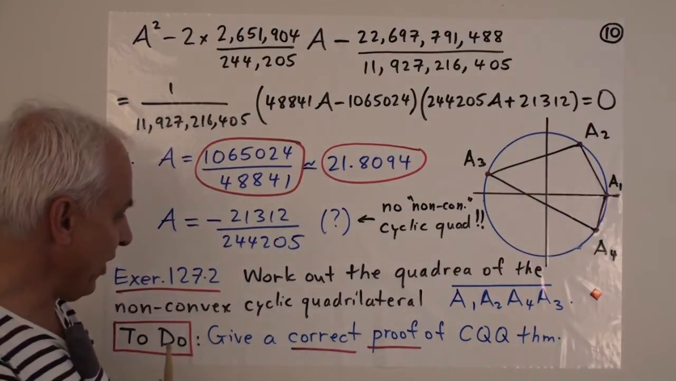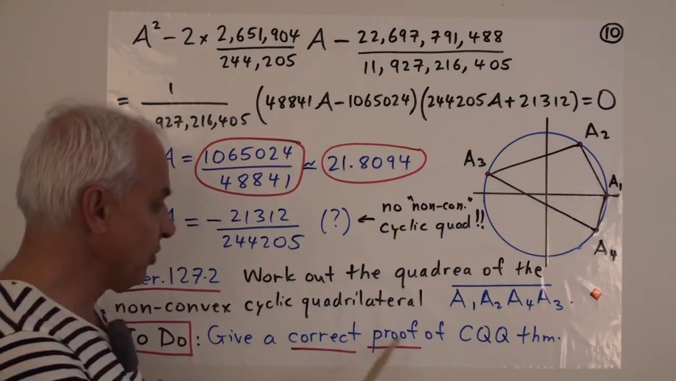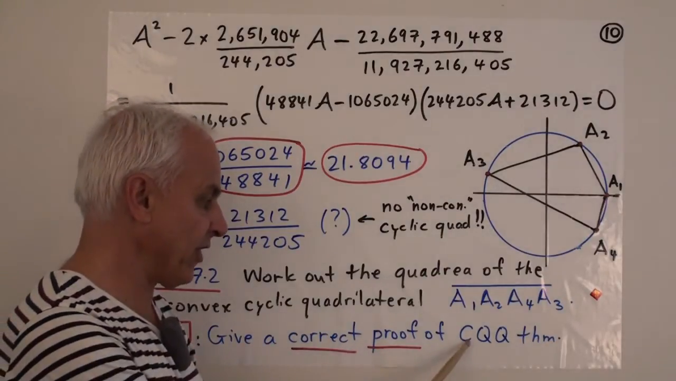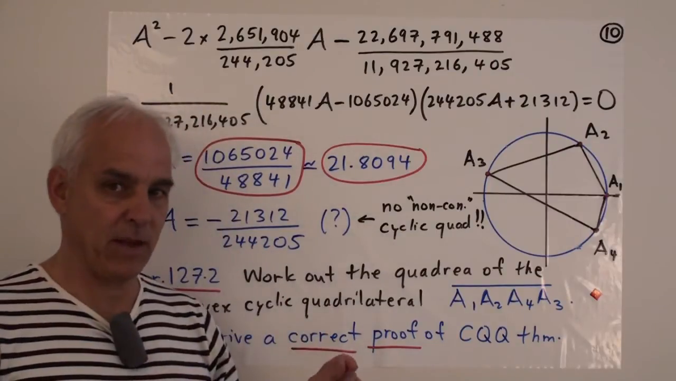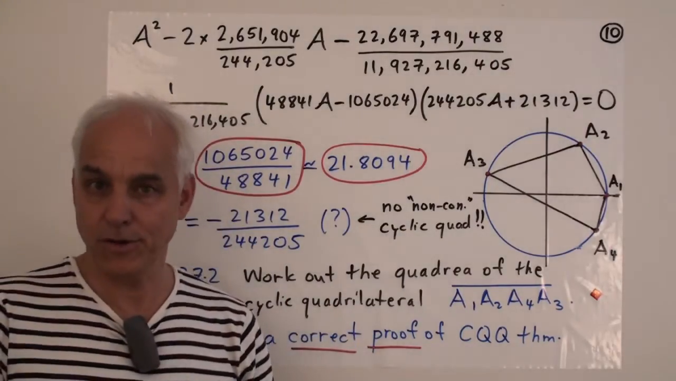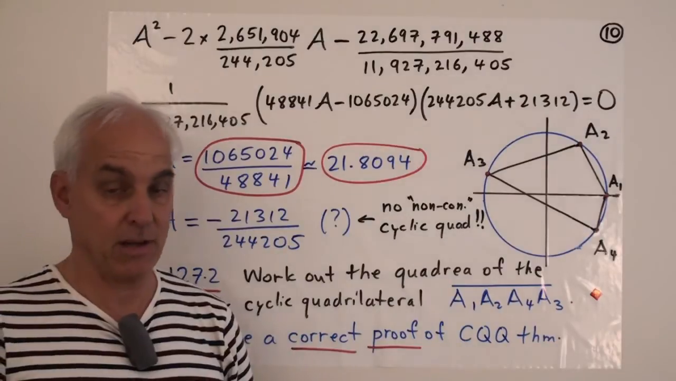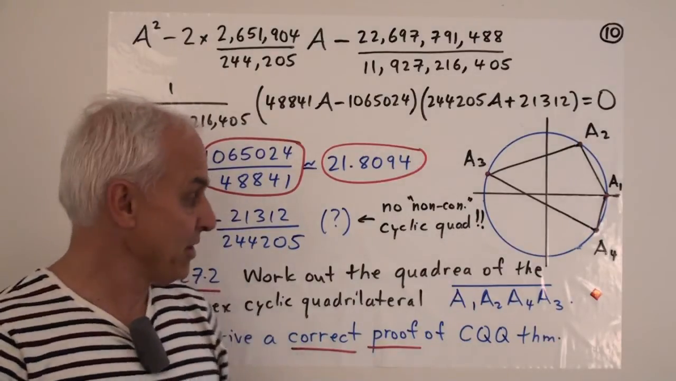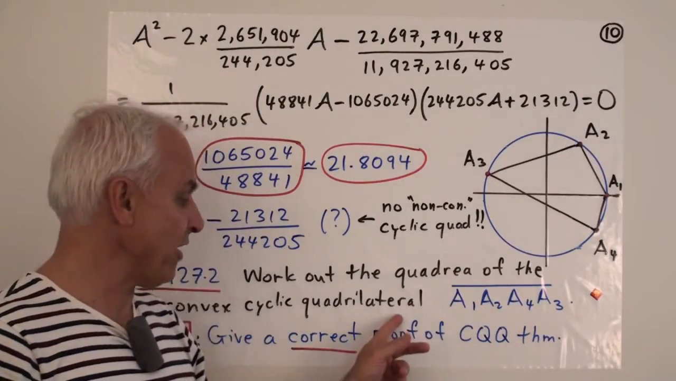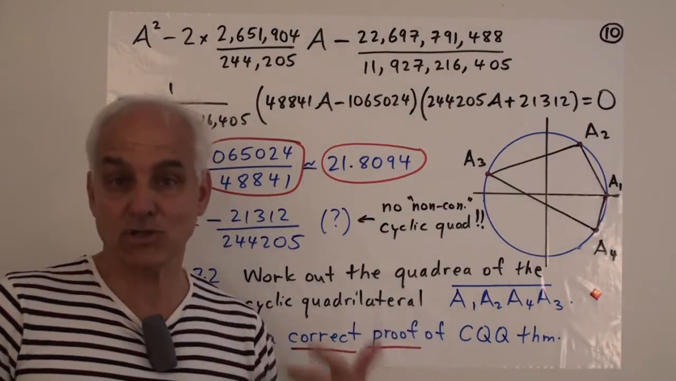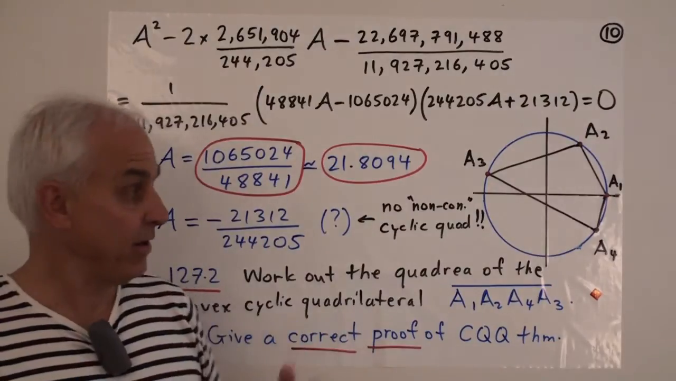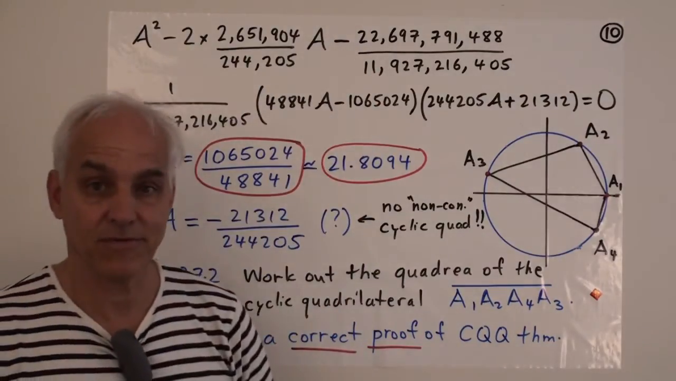And let's just remind ourselves that we still do need a correct proof of this cyclic quadrilateral quadria theorem. Okay? That's still something that we owe you. So we are going to come back and do that in some later video. So now let's have a look at this non-convex situation and see that the Robbins formula is actually also incorporated here into this kind of formulation.